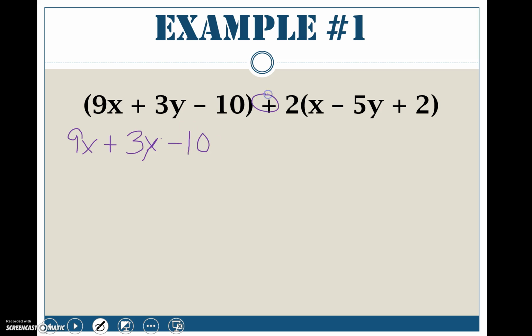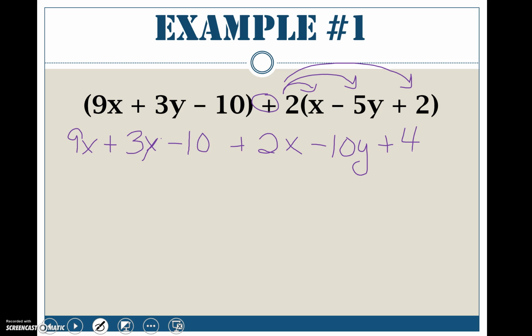Since there's a plus sign here, I'm going to distribute everything through with a positive 2. Sometimes there'll be a minus sign there, in which case we would distribute with a negative. So when I multiply 2 times x, I get a positive 2x. I distribute through to the negative 5, getting a negative 10, because a positive times a negative is a negative. And then 2 times 2 is a positive 4.